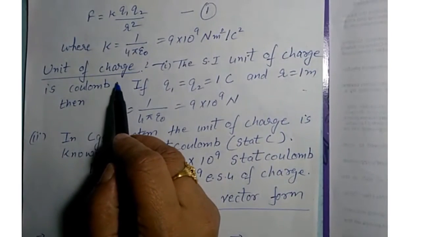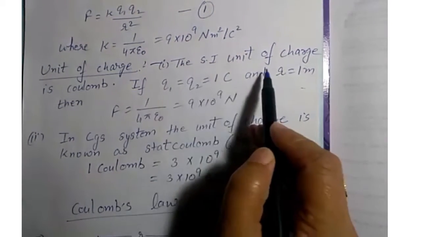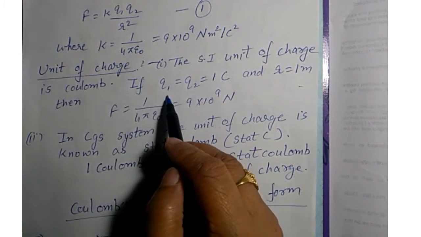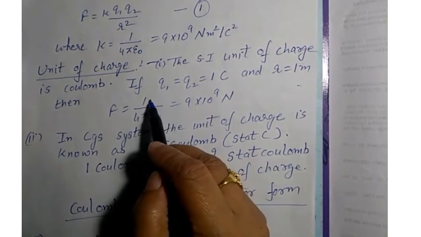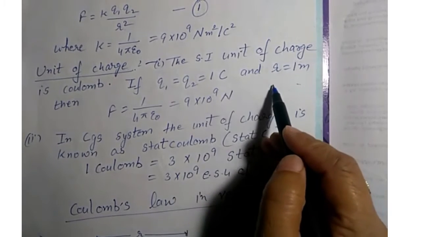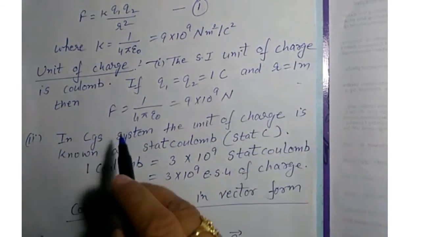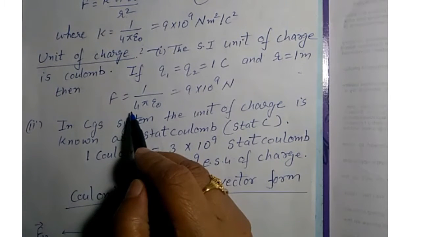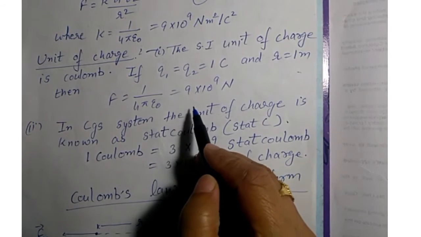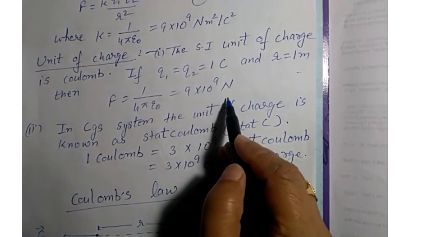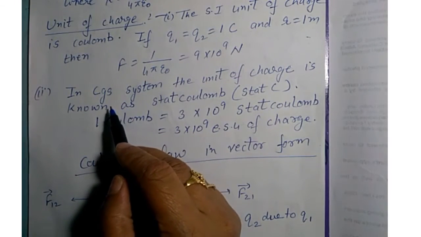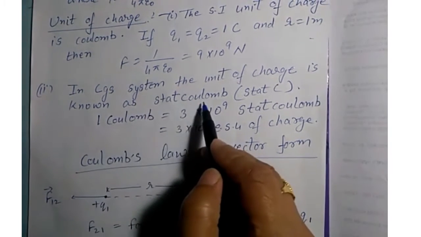The units of charge are: number 1, the SI unit of charge is Coulomb. You had already studied it in your 9th class in electricity. So, if Q1 equals Q2 equals 1 Coulomb and R equals 1 meter, then the electrostatic force, given by 1 upon 4 pi epsilon naught, equals 9 into 10 raised to power 9 Newton.